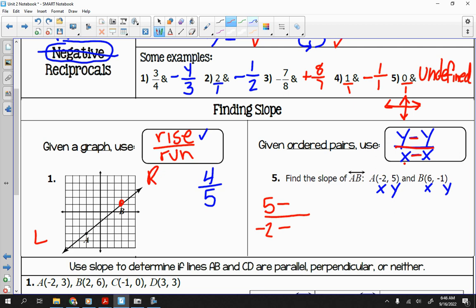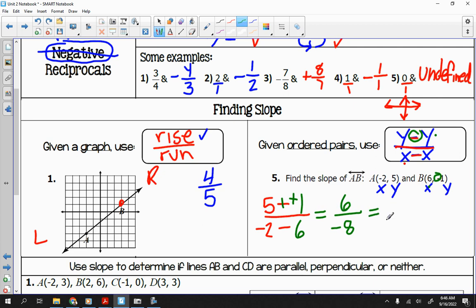Now I'm going to do the exact same thing. I'm going to take my second y and I'm going to put it in a second position on top. And here I'm catching that double negative. So now I'm going to have to add these now. And I'm going to take that first x, I'm going to put it underneath in its position. Now I'm going to do top, 5 plus 1. I'm going to do bottom, -2 minus 6. And I can use my calculator to reduce it.